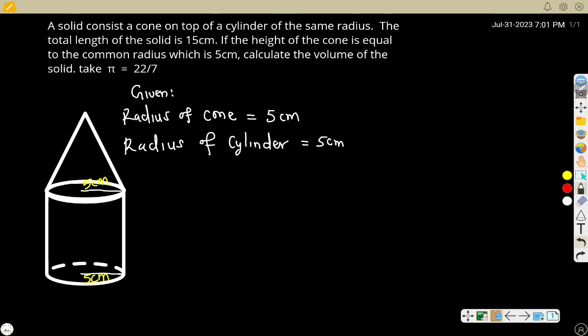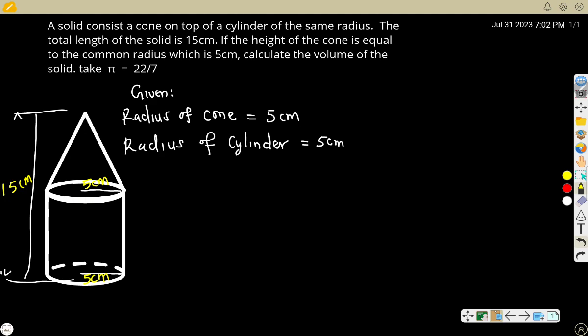So now the total length of the solid is 15 centimeter. That means from here to here, as in how high the total length of the solid is, both the cone and cylinder together are 15 centimeter long. So that's the total height.